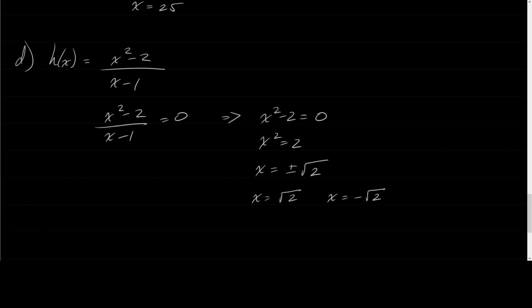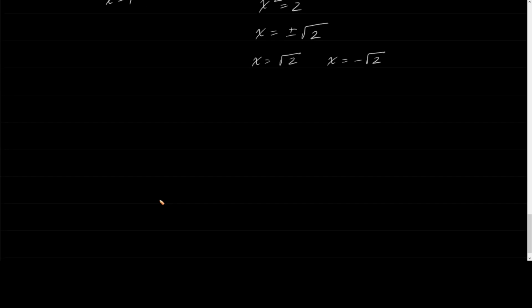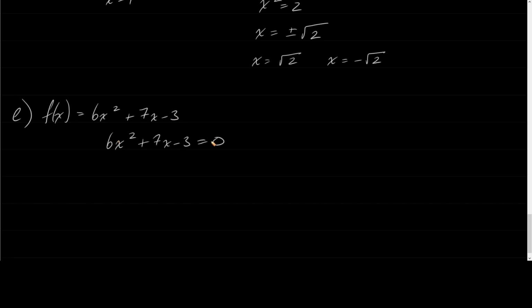Now, let's do another example. E. So let's say we have f of x being equal to 6x squared plus 7x minus 3. All right, and again, the very first thing we want to do here is set this equal to 0, because we're looking for the zeros of this function. And once again, we're going to do the AC method. I take A and I take C and I multiply them together. So I have 6 times negative 3.